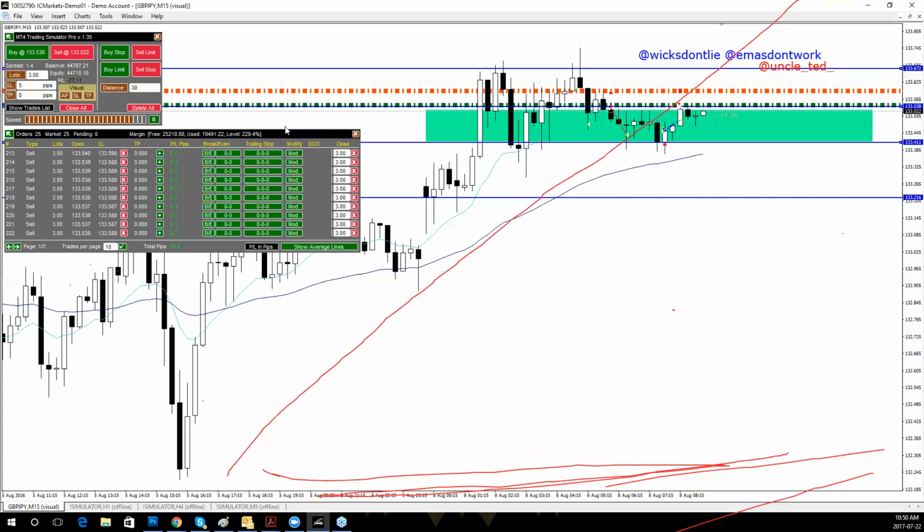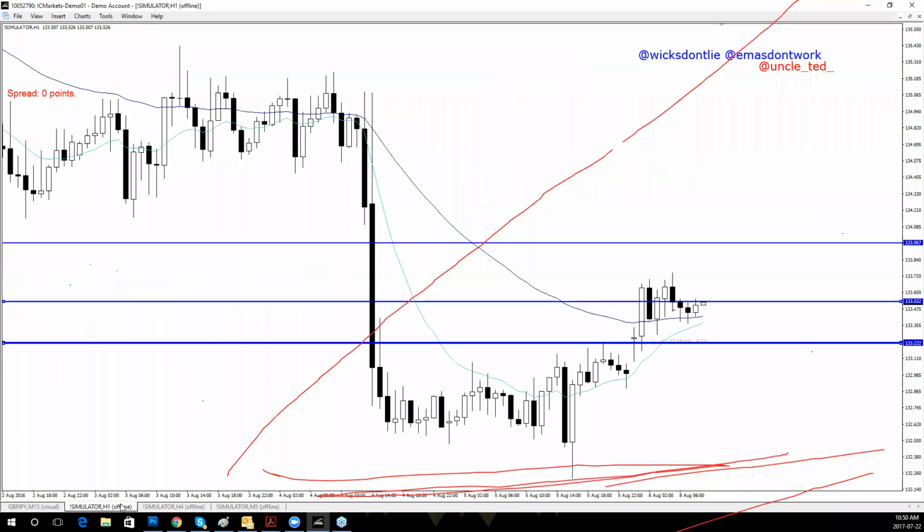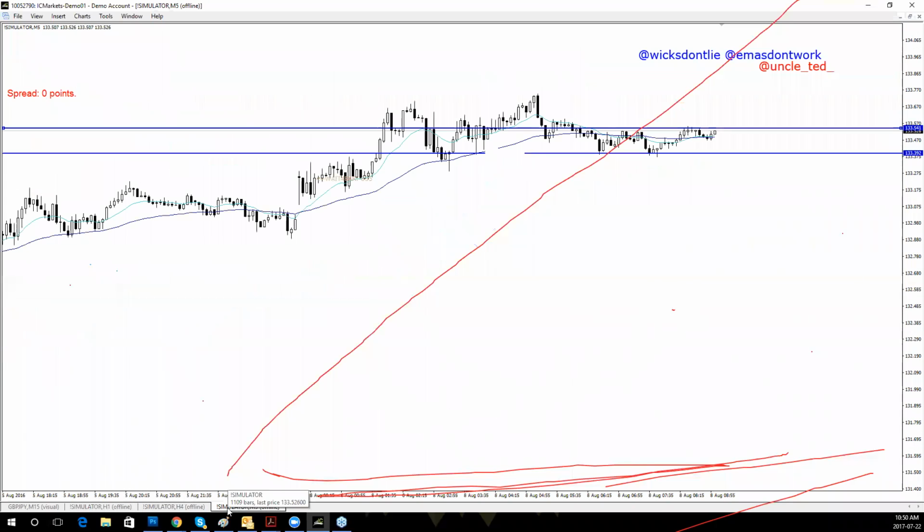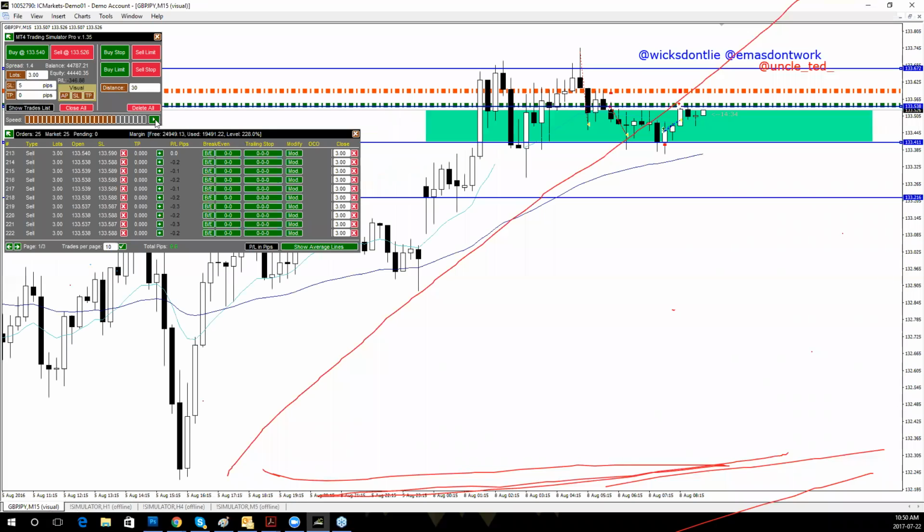Okay, so this is the next 1 hour candle. This is the 1 hour before London Open. Yeah, we're gonna break out of this range. If it's the last hour before London Open, we're gonna break out of this range, hopefully to the downside.